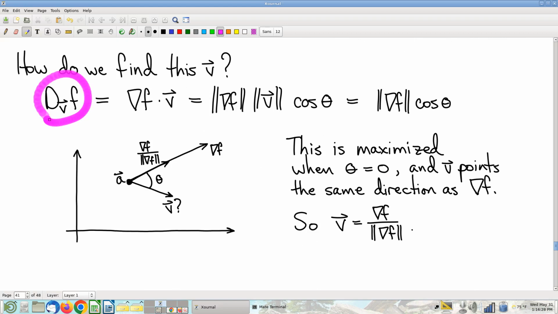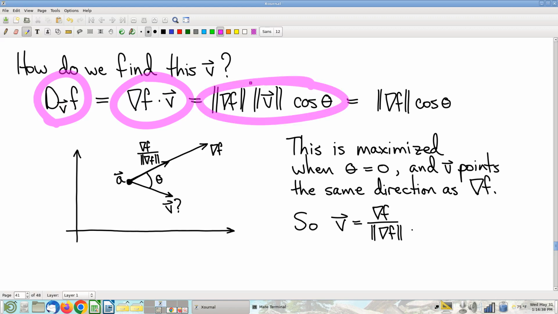Right, so here's what I want to maximize. I want to make that as big as possible. This is the formula for it. That's what I want to make as big as possible. That dot product. Oh, hey, here's how you compute dot products. I want to make this as big as possible, as I consider all of my various different directions.